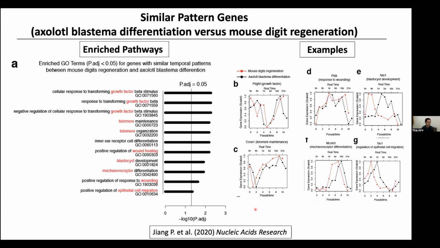Then we put them together to ask what is functionally relevant. We performed pathway enrichment analysis to understand the biological functional relevance. These are the top enriched pathways, mostly related to growth factor, telomere, and wound healing. So this makes a lot of sense, since they are related to limb regeneration.